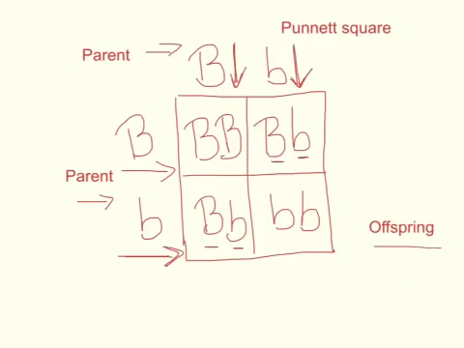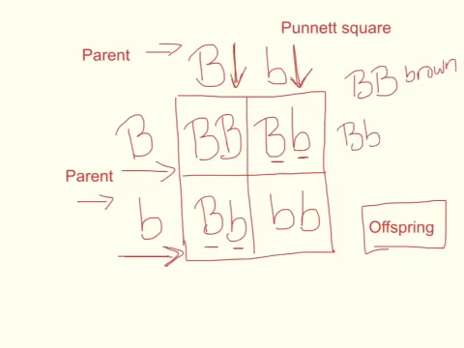So let's talk about the offspring for a second. Inside each box, at this point, we actually have one offspring that is big B, big B, or homozygous, brown eyes. We have two offspring that have big B, little b, or heterozygous, and they also have brown eyes. And we have one offspring that is little b, little b, homozygous, who will have blue eyes. So why don't you try and practice some on your own?